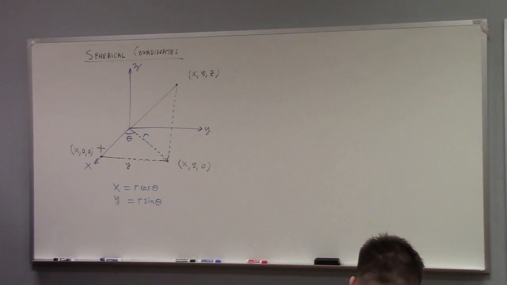So cylindrical coordinates are formed by taking the polar coordinate system of the projection of the point into the xy plane and just marrying it with z. Spherical coordinates are a little bit different. We have to introduce a new angle.